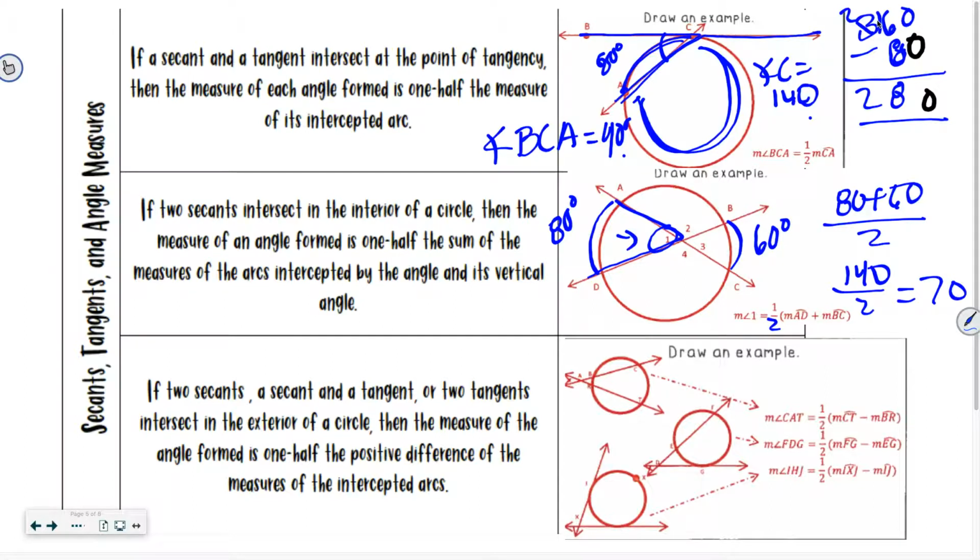And we know that also means then that this angle over here would also have to be 70 degrees because they are vertical angles and vertical angles are congruent.